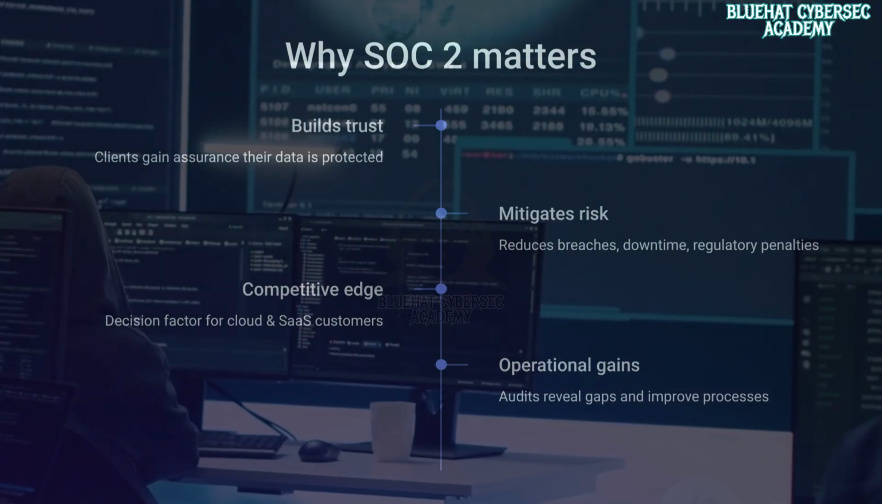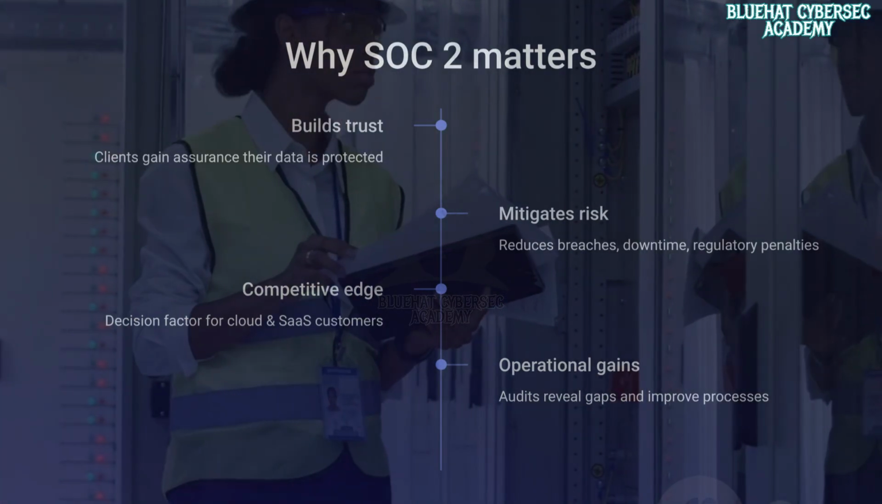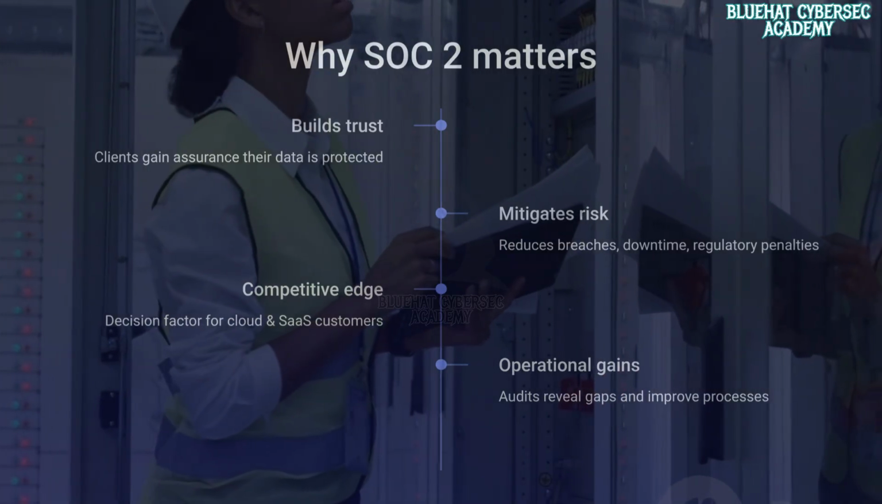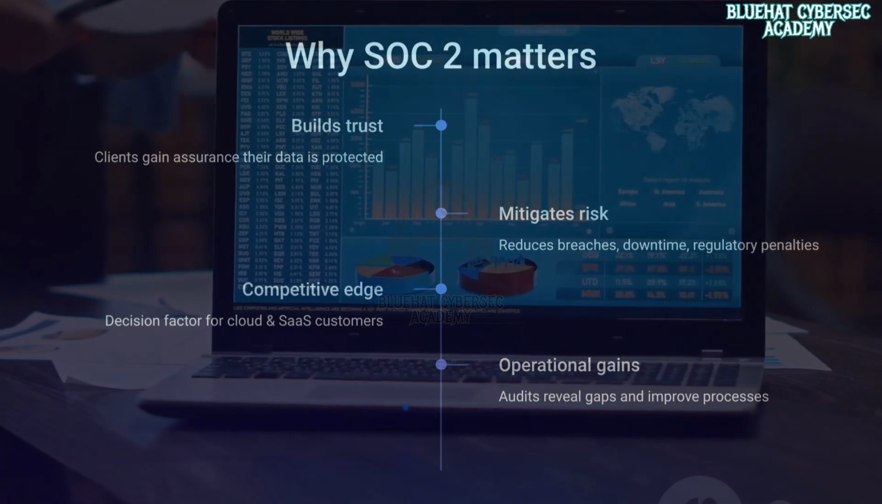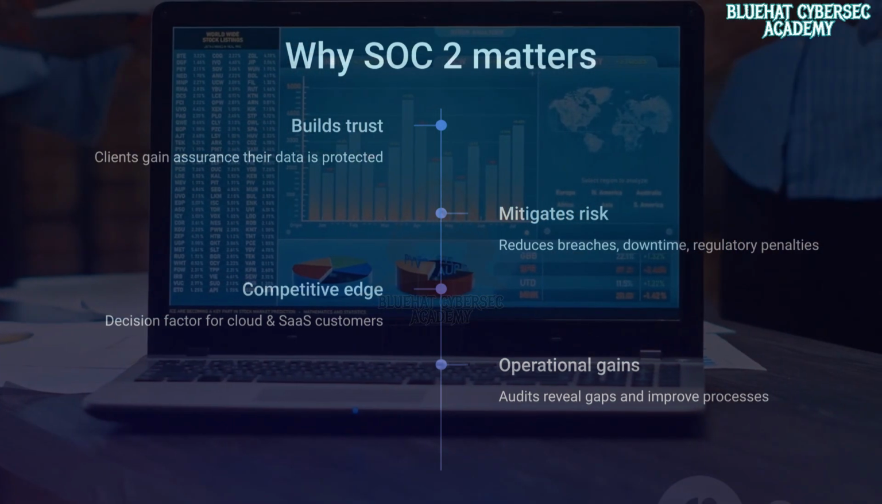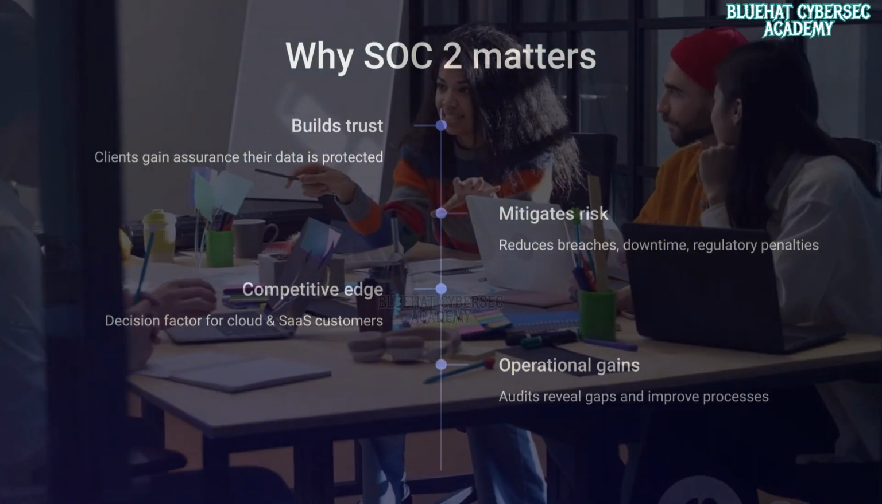Second, it helps mitigate risk. By following strict controls, you seriously reduce the chance of data breaches, downtime, or those costly regulatory penalties. Third, it gives you a competitive advantage. For cloud service providers and SaaS companies, SOC 2 compliance can actually be the deciding factor for clients choosing your service. And finally, it leads to operational improvement.